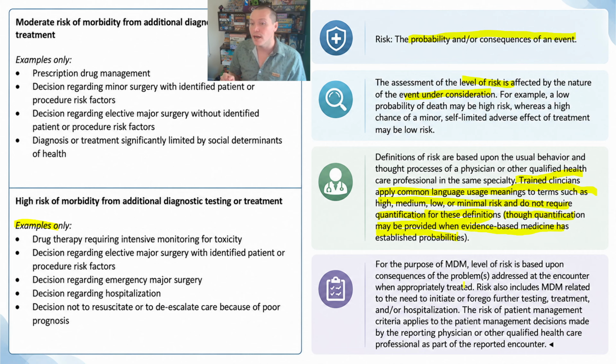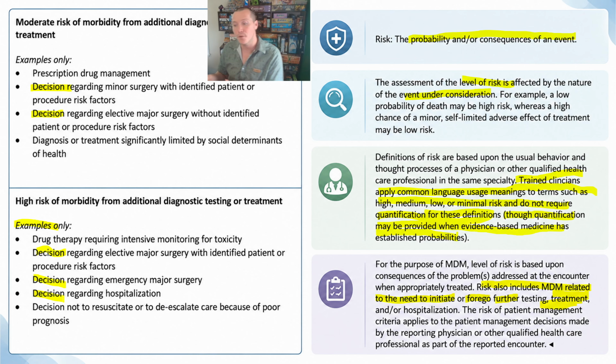Now, this is kind of a gray area here where I will explain my opinion on how risk is counted and how most auditors and deniers are going to count risk. Risk also includes medical decision-making related to the need to initiate or forego further treatment and or testing. I personally believe with the further treatment that we can't necessarily count the risk of the surgery in that visit. If we look at the notes here, every single time it's decision of, decision of, decision of.